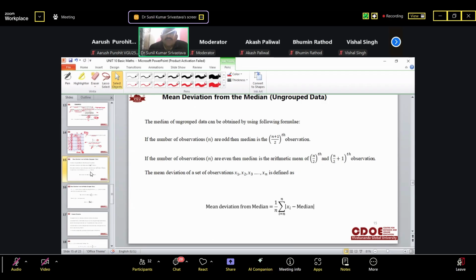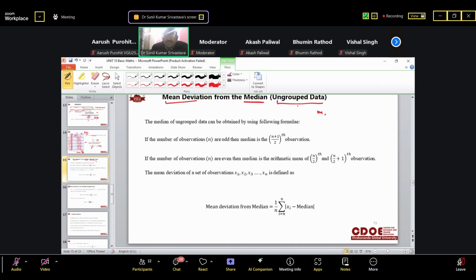Mean deviation from the median, which also follows for ungrouped data. We are going to discuss mean deviation from the median also. We have three measures of central tendency, that is the mean, median, and mode. So mean deviation can be taken from any of the central tendencies: from the mean, from the mode, from the median, or from any arbitrary number.